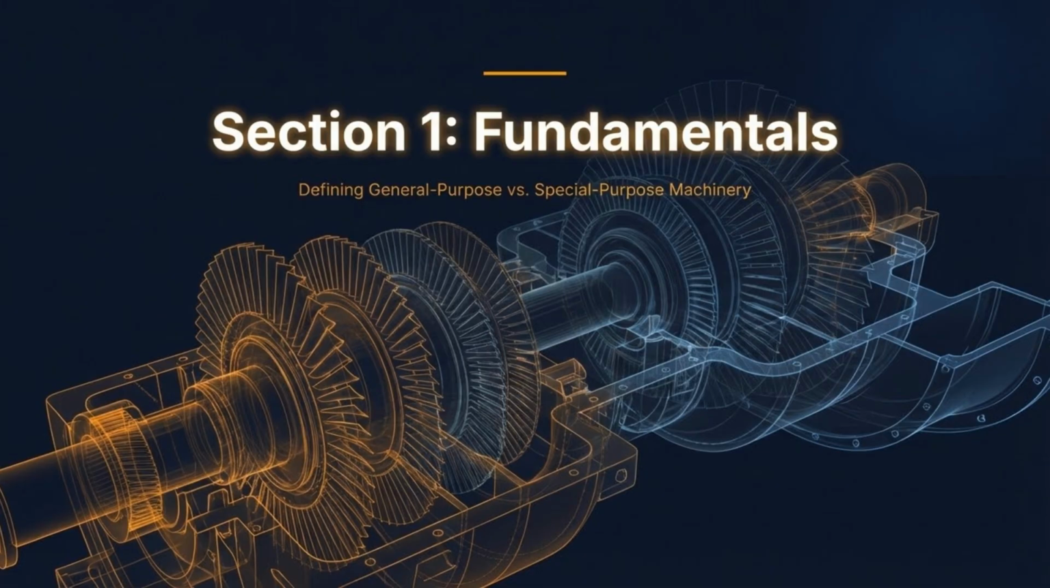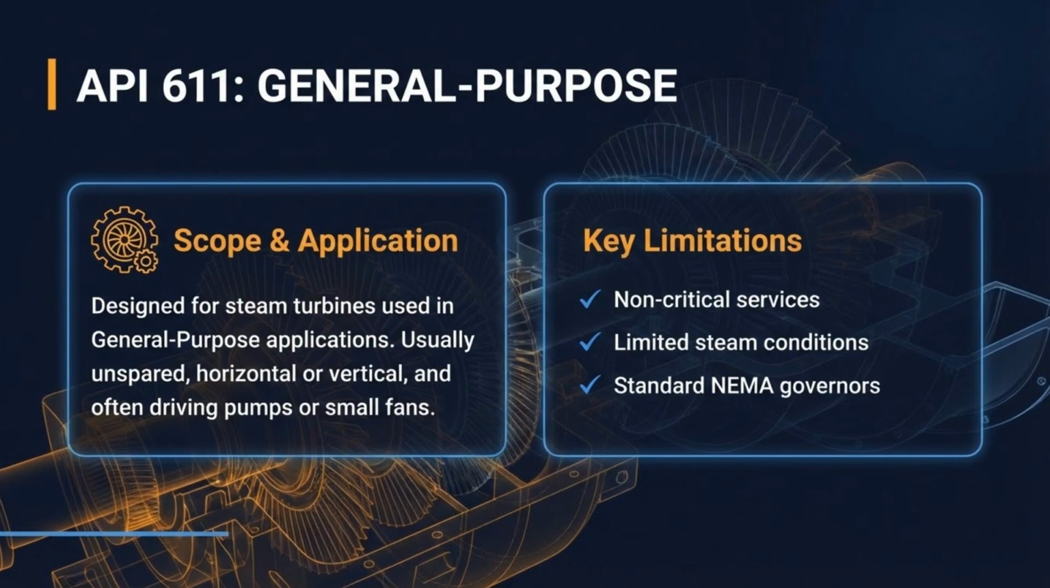Let us begin by defining what separates a general purpose machine from a special purpose one. API 611 covers turbines for general purpose applications. These are typically non critical, horizontal or vertical units, often driving pumps or small fans. A key characteristic is that they are usually spared, meaning if the turbine goes down, the process might continue via a backup pump. But the turbine itself has limited steam condition requirements and uses standard NEMA governors.